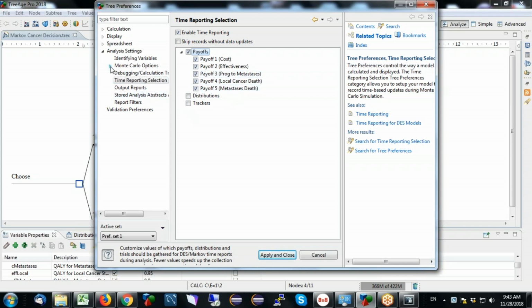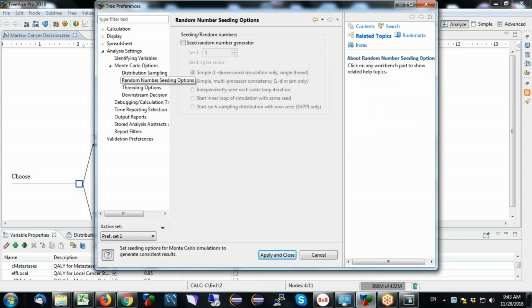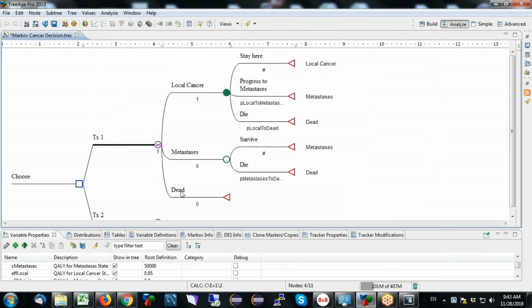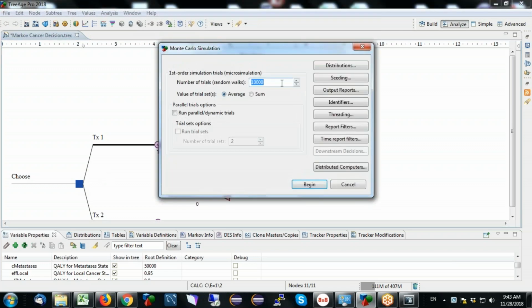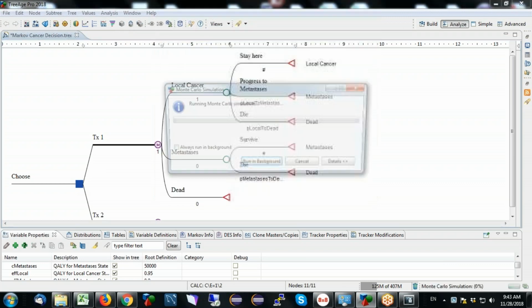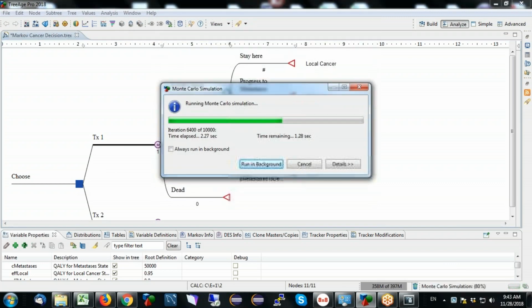And I'm also going to make one more change. I'm going to set the seeding so that I know I'm going to get the same results every time. You don't have to do this, but it's a good way for me to keep consistent with my presentation. So now I'm going to hit apply and close, and I'm going to come back here and run microsimulation, or individual patient simulation, on this model. I'll run 10,000 people through. And it's cranking through the 10,000 people, not too bad, nice and fast.